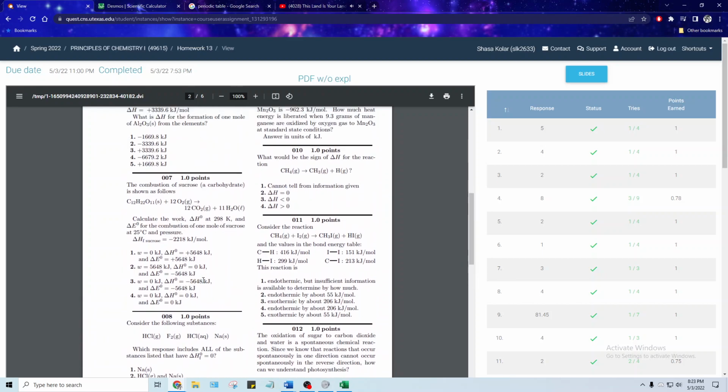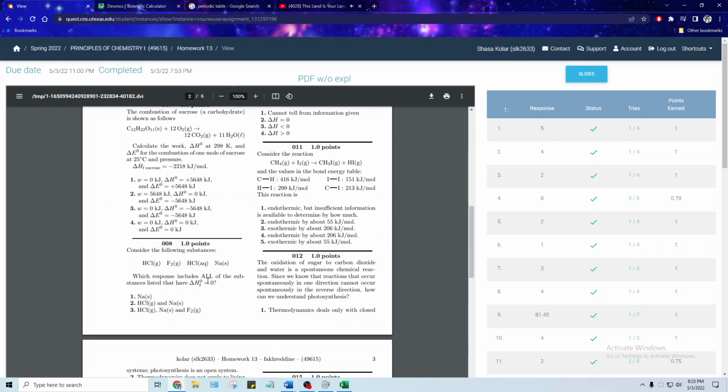Anyway, next we're on number 8. So this is just another knowledge question. So basically saying if you have to form these, which of them will not require any energy, or which of them will not have an energy change upon formation. So if you don't remember from the notes, the only thing that has a heat of formation of 0 is an element in its natural state.